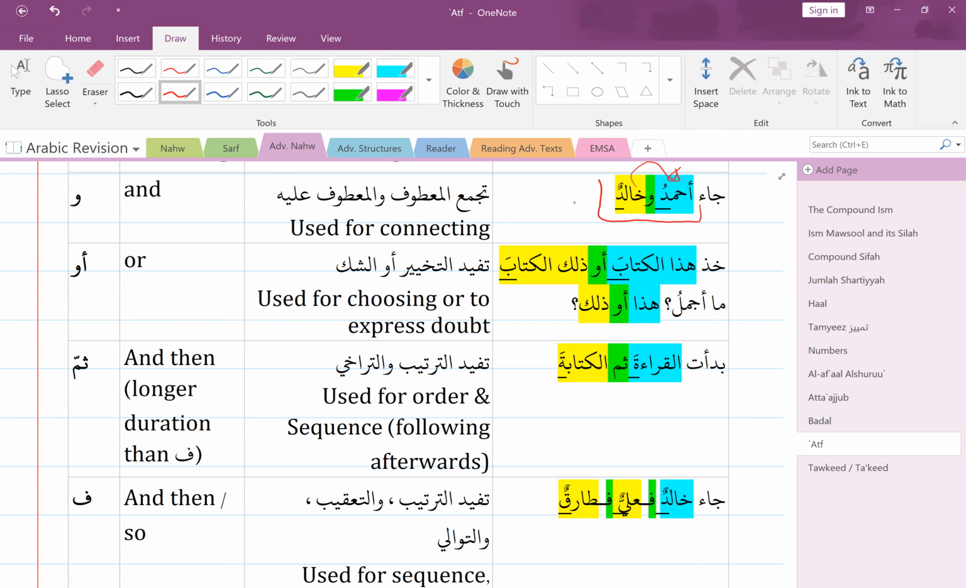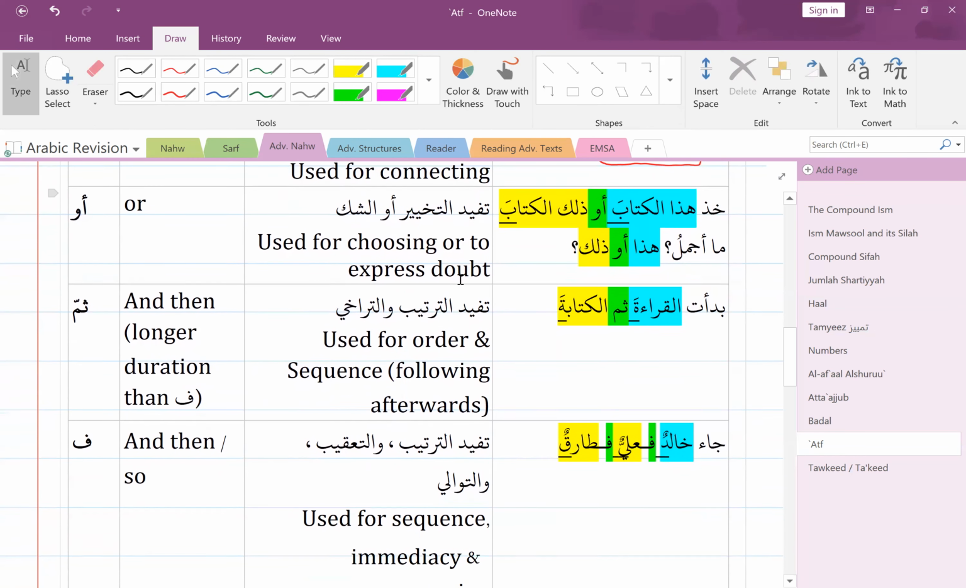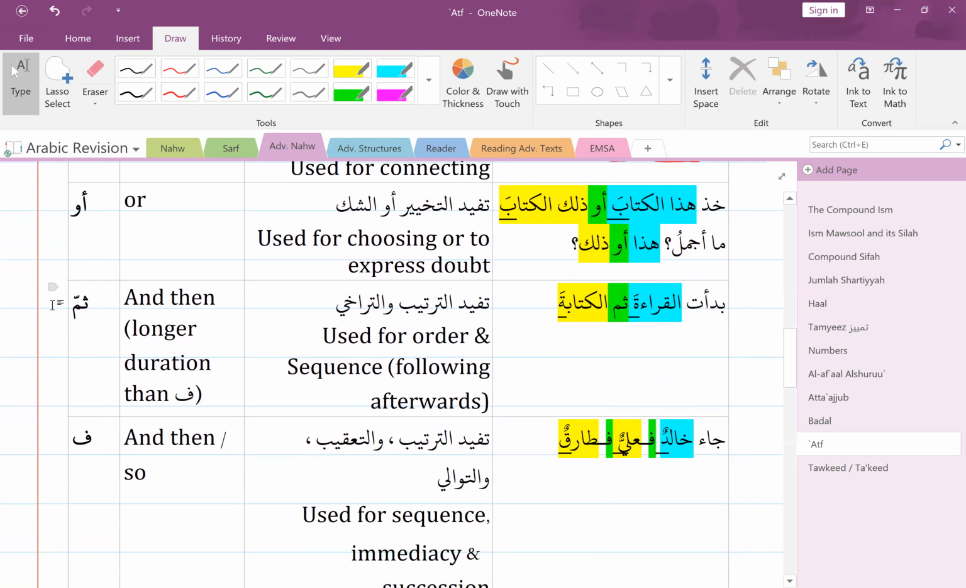Again, very simple, very basic concepts that we are familiar with. Then we have thumma. Thumma means and then. It's a longer duration than fa. So way later, after some long time. That is what thumma means. And it is used for order and sequence. So there's a certain order that is being followed. And basically sequence means it's following one after the other, and immediacy as well. So that's what thumma is used for.